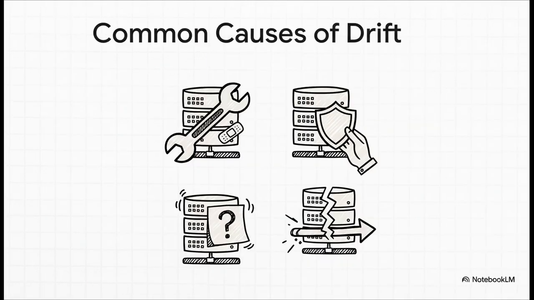And listen, this happens all the time, and usually for totally understandable reasons. It's 3 a.m., the site is down, and an engineer makes a quick manual hotfix to get things back online. They're a hero, right? Or the security team has to rush out a critical patch and can't wait for the next release cycle. These things are necessary, but every single one of them introduces a little bit of drift.